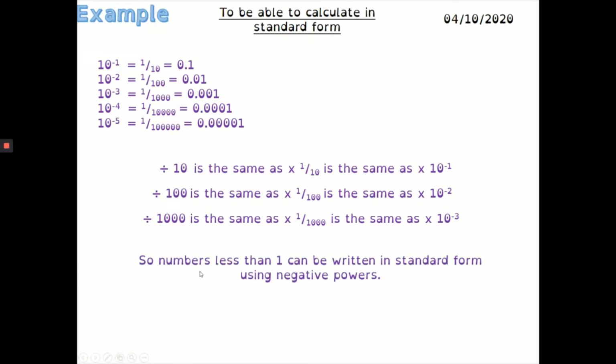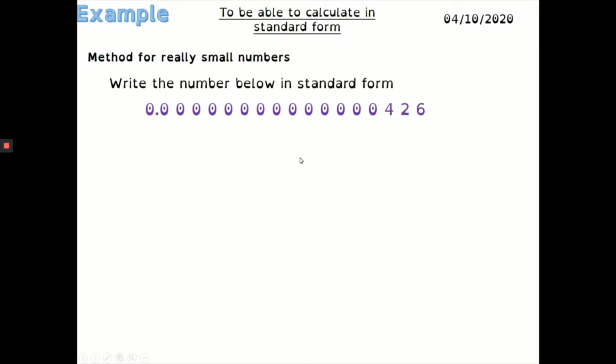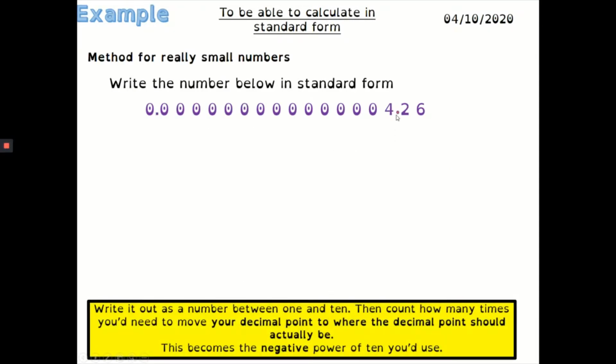What it means is that for numbers less than 1, between 0 and 1, I can write them in standard form using negative powers. So back to my example here. I call it 4.26. I'm going to count how many times I'd have to move the decimal point to get it from where I've put it to where it should be, and each one of these is like multiplying by a negative power. So if I'm moving the decimal point 15 times, I call it 4.26 times 10 to the power of negative 15.